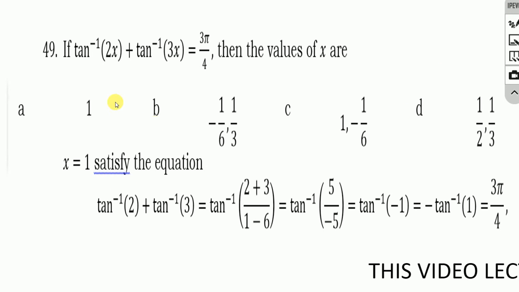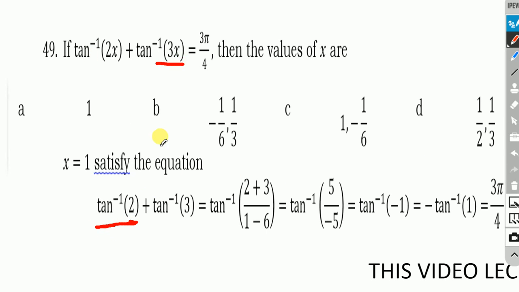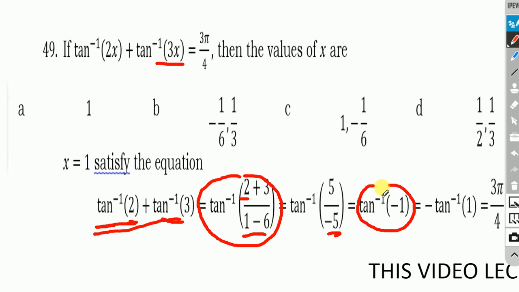When you take x equals 1, I have tan inverse of 2 into 1, which is tan inverse of 2, plus tan inverse of 3x, which is tan inverse of 3 here. So tan inverse of x plus tan inverse of y is equal to tan inverse of (x plus y) by (1 minus xy), that is 1 minus 6. So 2 plus 3 is 5 by minus 5 here. So I will get tan inverse of minus 1, which is minus tan inverse of 1. Minus tan inverse of 1 is in the second quadrant. In the second quadrant, tan of 3 pi by 4 is minus 1. So 1 is the required answer.